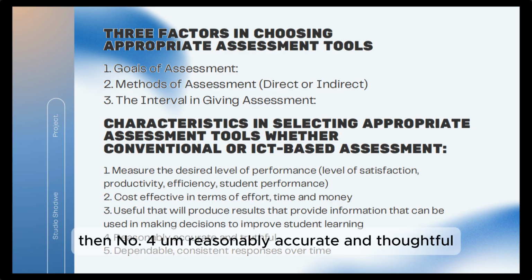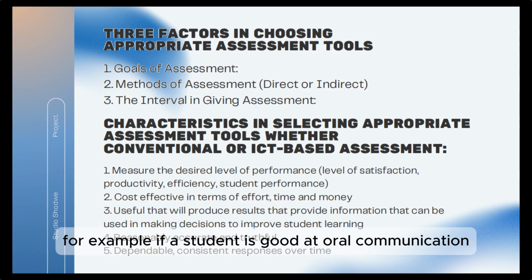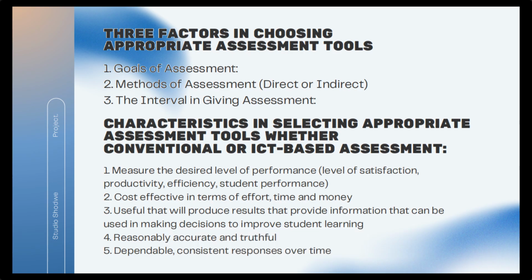Then, number 4, reasonably accurate and truthful. The tool must reflect students' real abilities. For example, if a student is good at oral communication but struggles with writing, a balanced assessment that includes both written and oral tasks will give a more thoughtful picture of their skills.